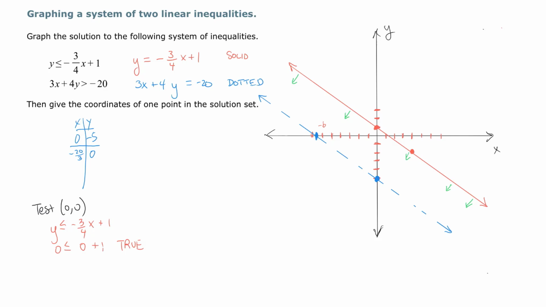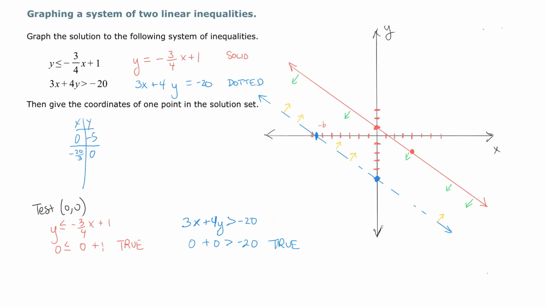Let's test 0, 0 for the original second inequality. Let's do that. So 3 times x plus 4 times y is greater than negative 20. Zero plus 0, is that greater than negative 20? And the answer is yes, it's true. So we need to shade the 0, 0 side relative to the blue line. So we're going to shade this way. We'll shade the 0, 0 side.